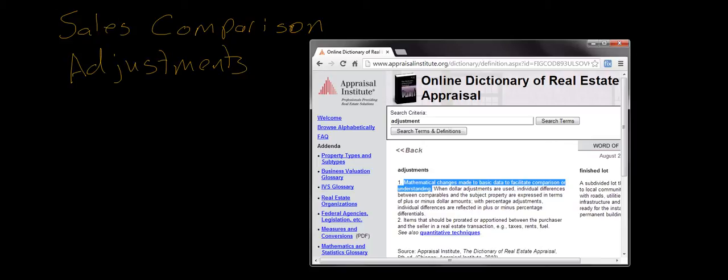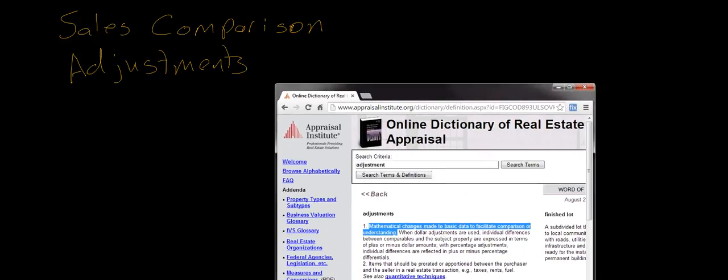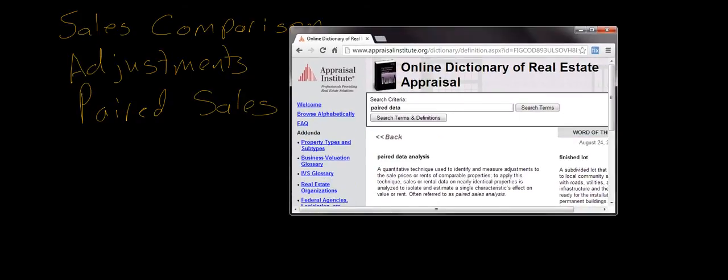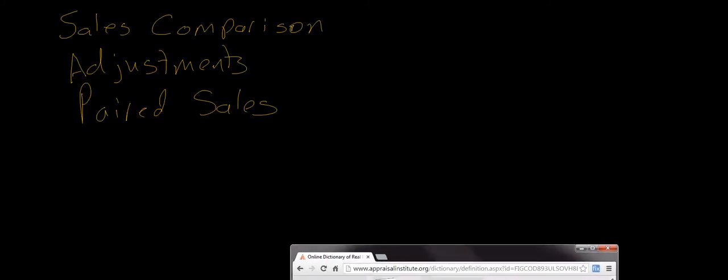We'll either add or deduct from the sale price of the comparable in order to make it similar to our subject property. The way you determine how much you should add or subtract from the sale of a comparable is by using something called paired sales. Paired sales, that's what we say in Hawaii, but in a lot of the country it's called paired data analysis. And paired data analysis, as you can see, is a quantitative technique used to identify and measure adjustments to the sale prices or rents of comparable properties. So let's just see what all that looks like.